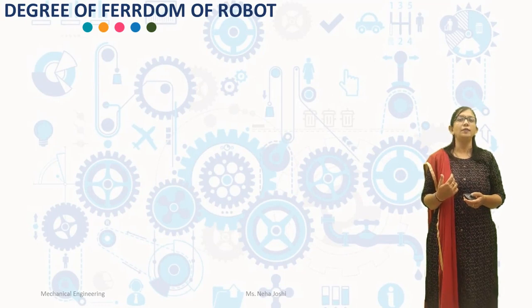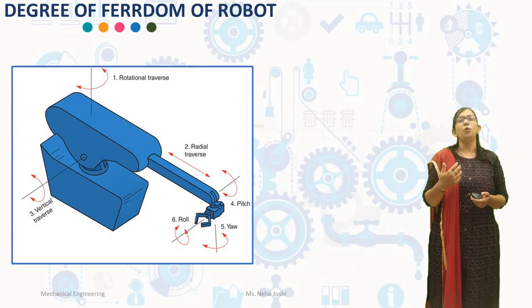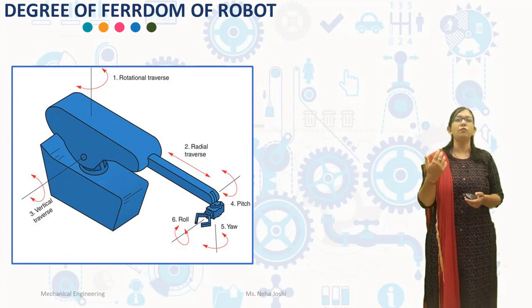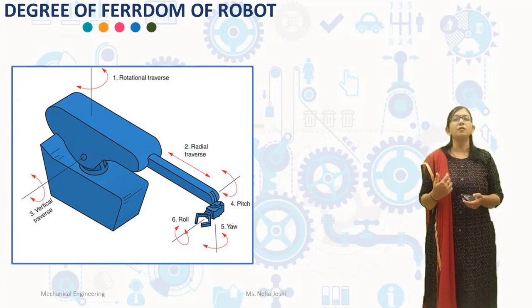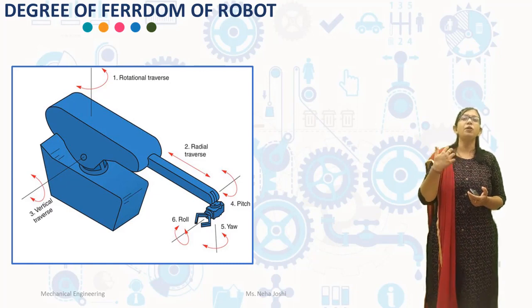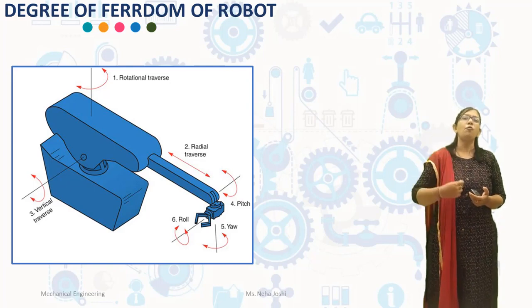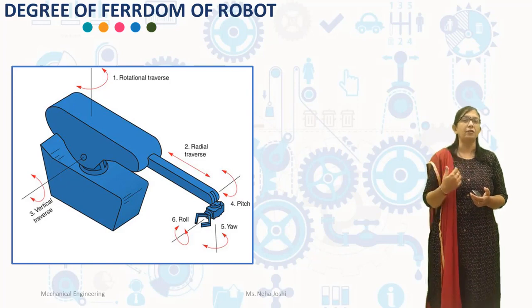Now, here you can see how a robot has 6 degrees of freedom. First of all, we will discuss degree of freedom of arm. So first of all, what is vertical traverse? Vertical traverse is the upward or downward movement of the arm. Okay, so upward and downward movement of the arm is considered as a vertical traverse.